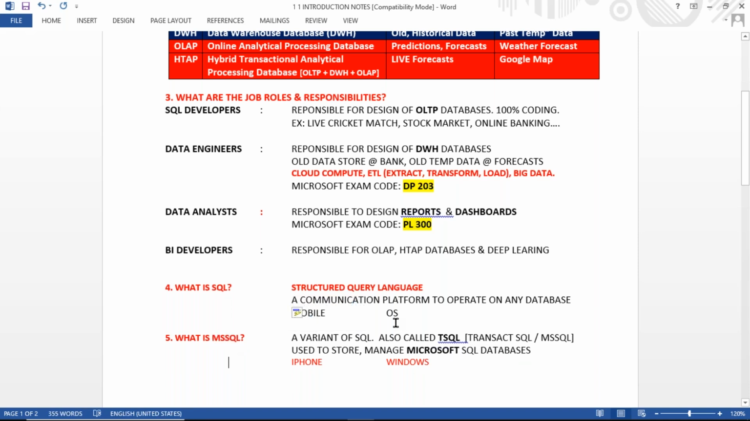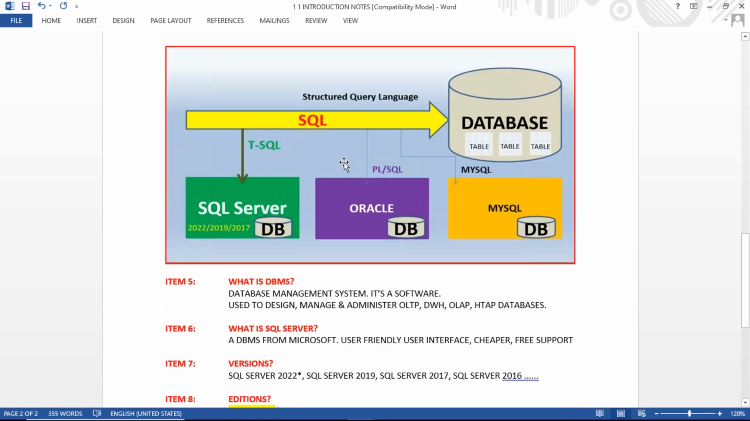Simple again. To talk to any computer, we need an OS. Windows is a brand of OS. iPhone is a brand of mobile. MS SQL is a brand of SQL. And here it is. To talk to any database, we use SQL. To talk to databases inside Microsoft SQL Server software, we need MS SQL or TSQL.